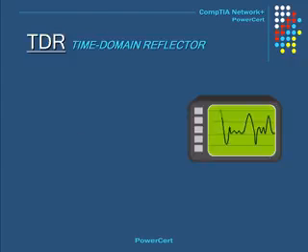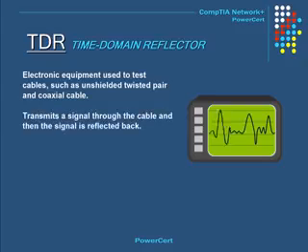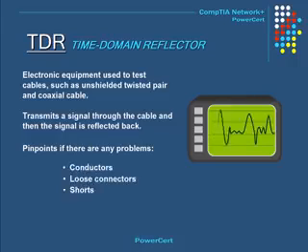A time domain reflector is a piece of electronic equipment used to test cables, such as unshielded twisted pair and coaxial cable. This test is done by transmitting a signal through a cable, and then the signal is reflected back to the TDR. The TDR then analyzes the reflected signal, and from there is able to pinpoint if there are any problems. And these problems include conductors, loose connectors, shorts, crimps, bends, and so on.